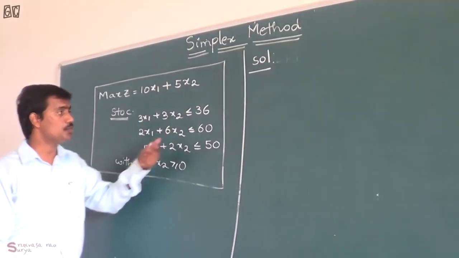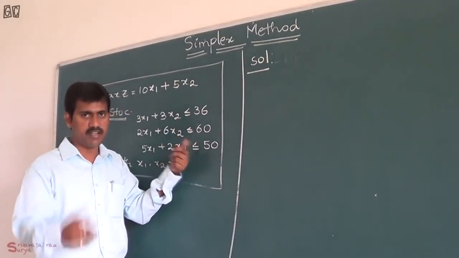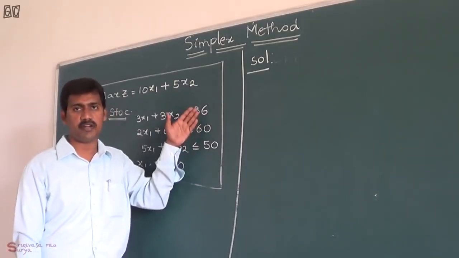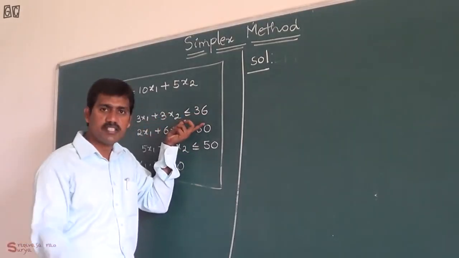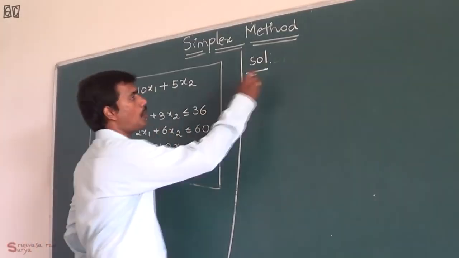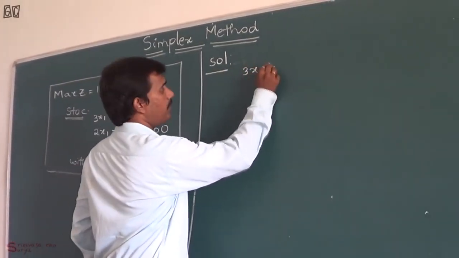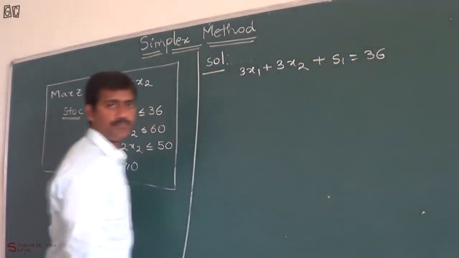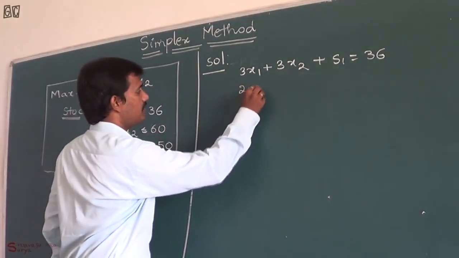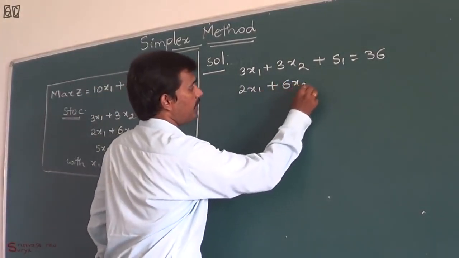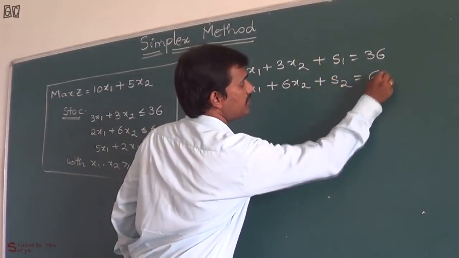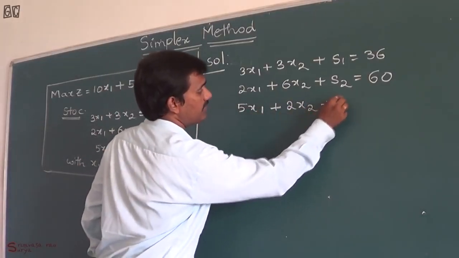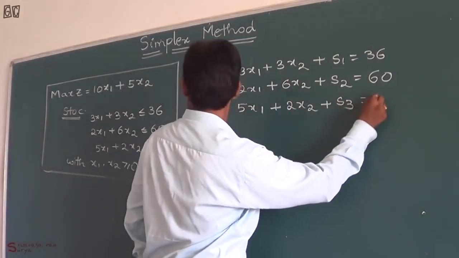The next step is to make these inequalities into equalities by introducing slack variables. Why? Because these are all less than or equal to constraints. So by introducing slack variables s1, s2, s3 we get 3x1 + 3x2 + s1 = 36, and the second one, 2x1 + 6x2 + s2 = 60, and one more, 5x1 + 2x2 + s3 = 50.